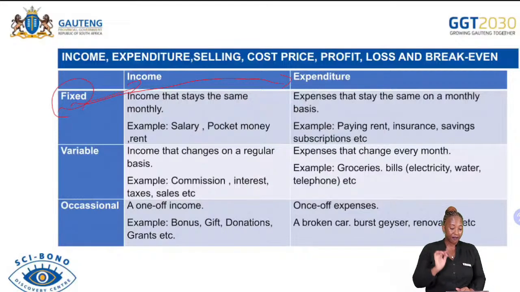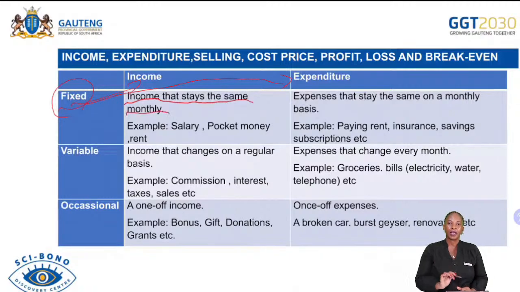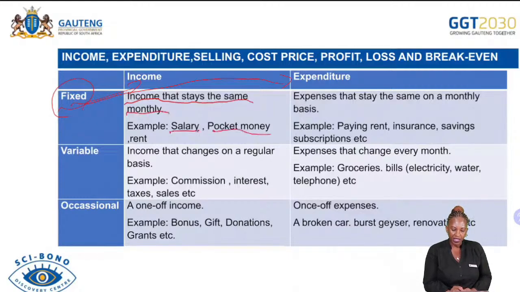When you talk about the fixed income, boys and girls, what is it that you are referring to? It is an income that stays the same on a monthly basis. So that income stays the same. If I get a salary of 15,000, I know that will be my income. On a monthly basis, I will get the 15,000. Here's an example: a salary or a pocket money or even a rent.